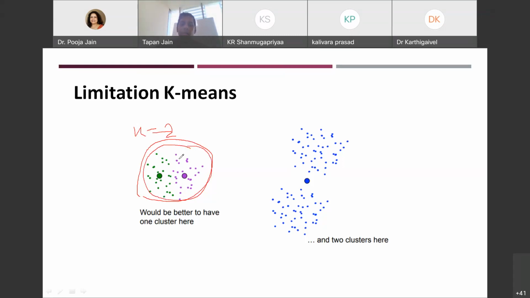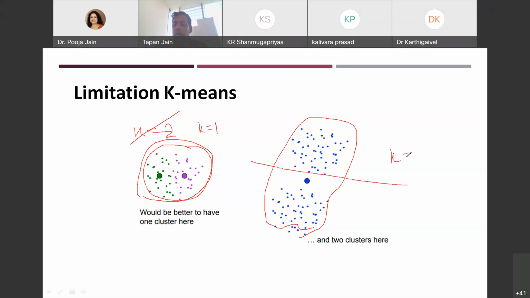So here, instead of k equal to 2, you will take only k equal to 1. Like in this case, we assume that k is equal to 1. We assume that our data is the same in nature. But it is better if you take the value of k equal to 2. So that is some of the limitations of k-means clustering.